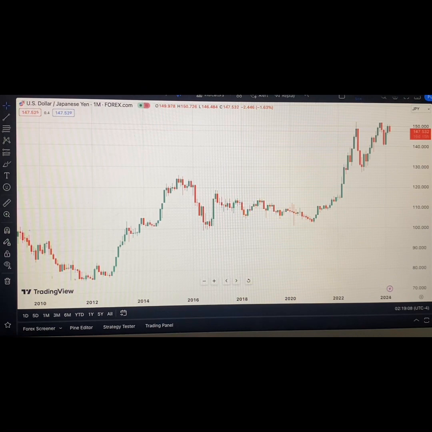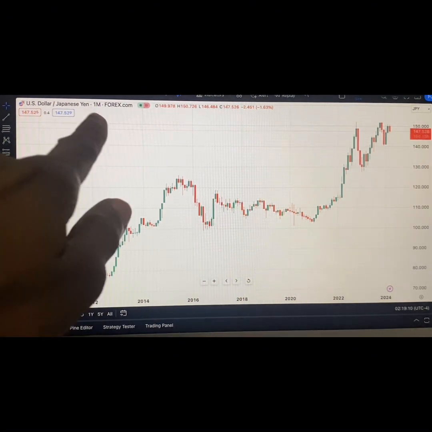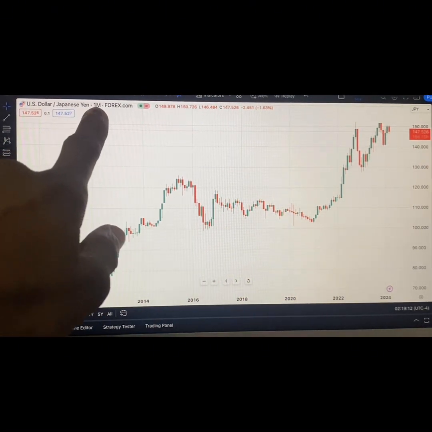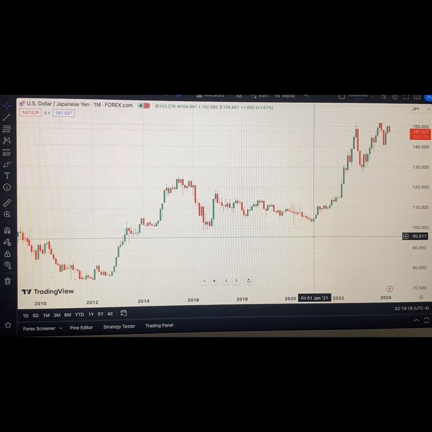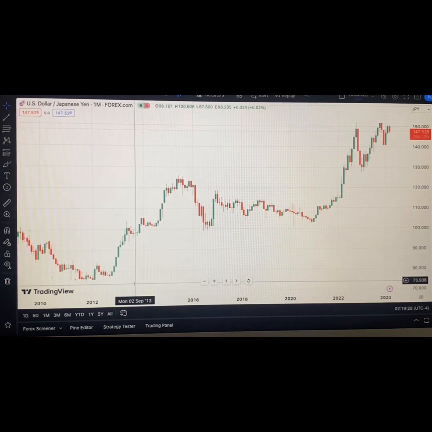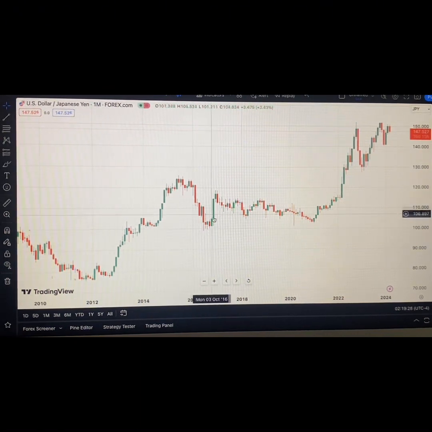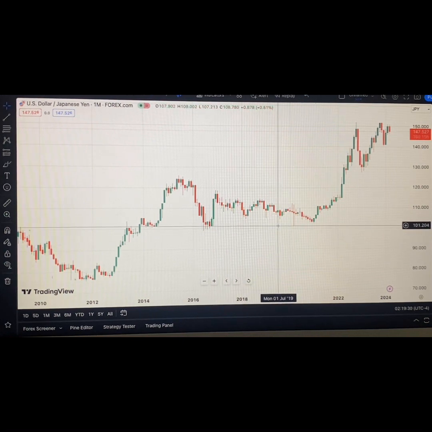So this is the monthly time frame. You can see here 1M, that's 1 month. First, we would look at what the market has been doing. Like I said in my previous video, each candle represents 1 month on the monthly time frame. Each candle represents 1 month.